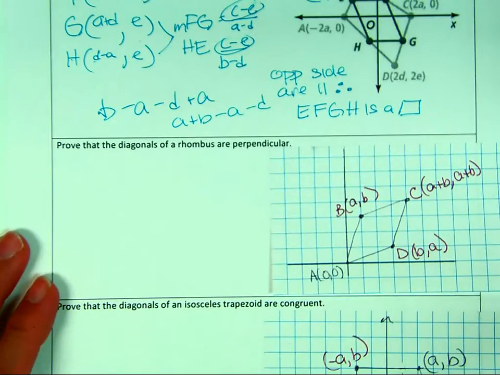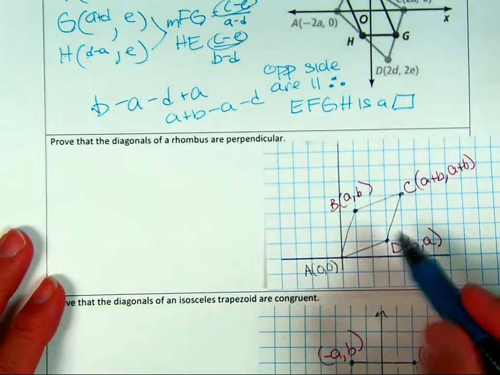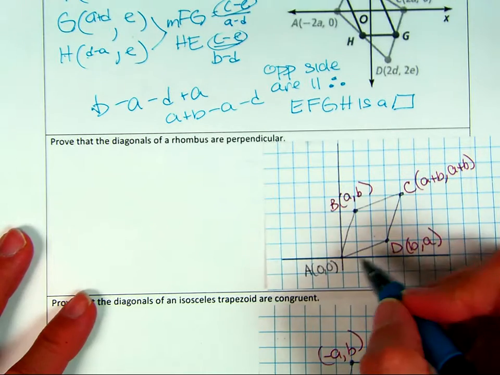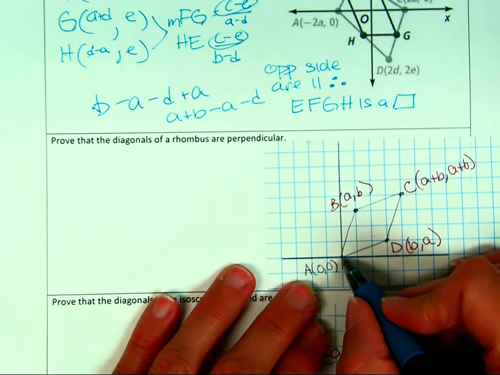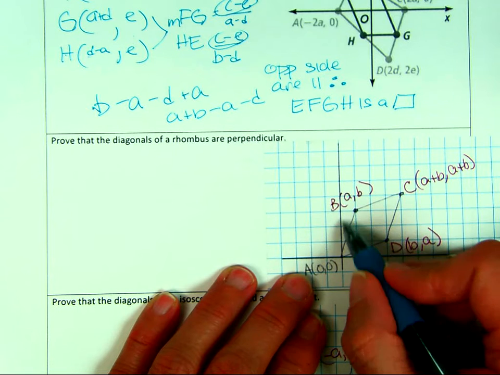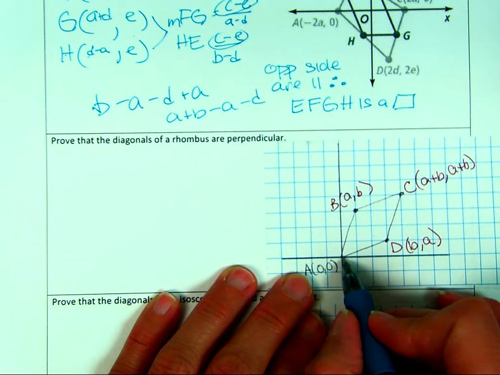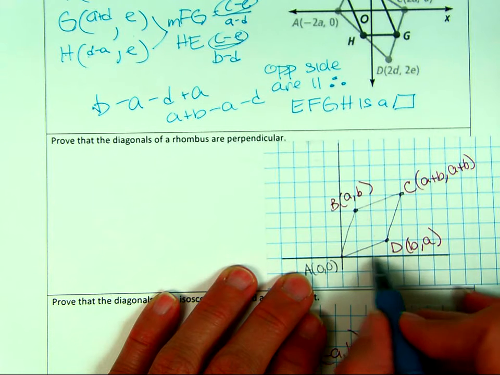Here we're going to prove the diagonals of a rhombus are perpendicular. I've already gone ahead and drawn the rhombus. I just want you to know that I used 0, 0 as one of my points. Then I went up a certain amount and over a certain amount. I'm going to call that up B and that over A. I have to just switch it around for this side. I have to go over B and up A.